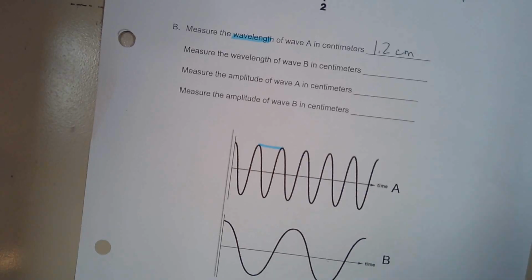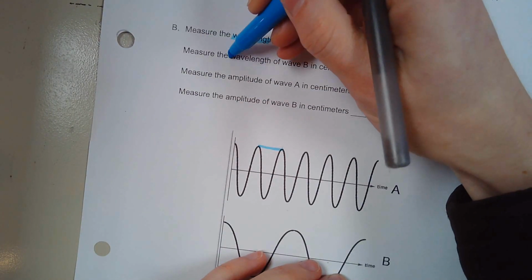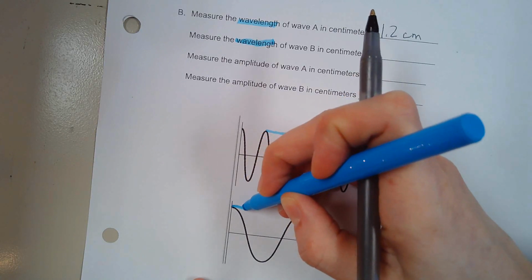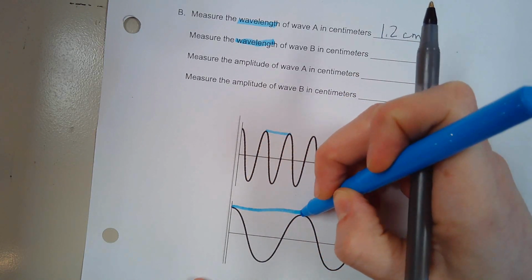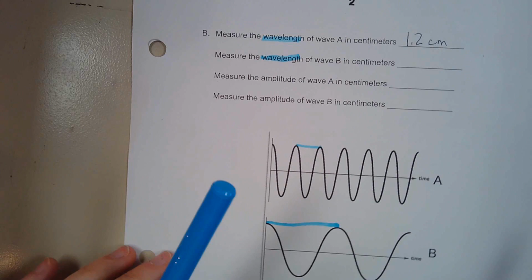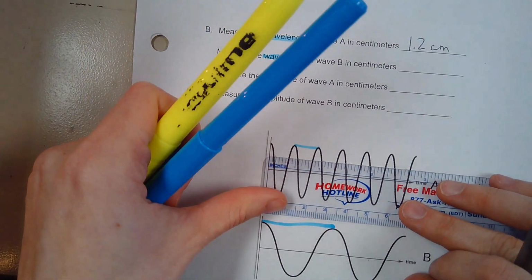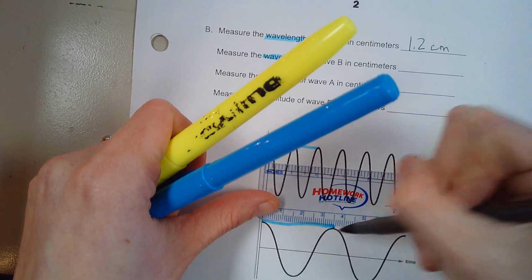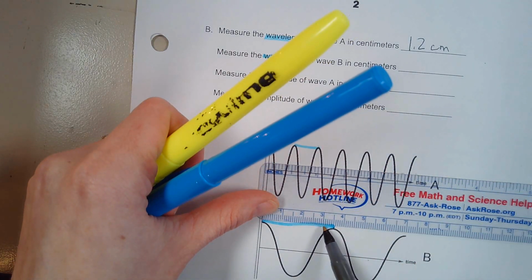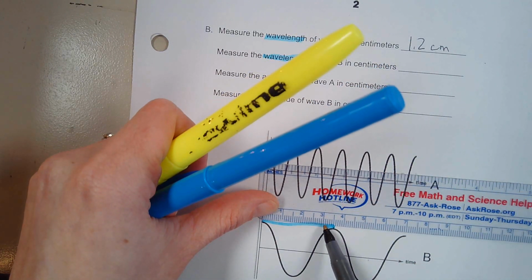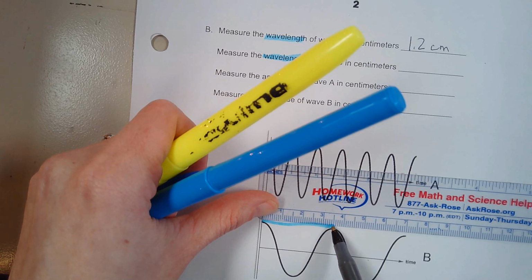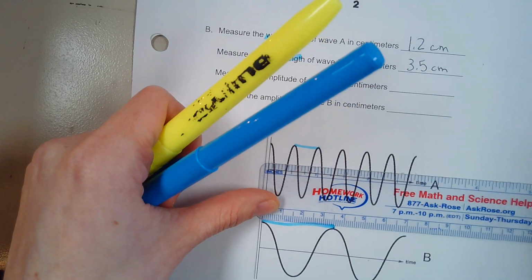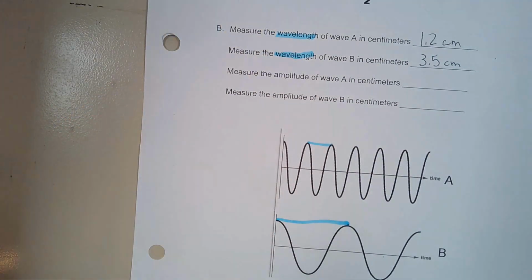Next, it says to measure the wavelength. So again, we're going to measure how long the wave is of B. And so from here to the very center of the top, or the crest of wave B, and we are going to set this right up there. And if you notice, this one is right at 3.5. So 3 and 4, so between that would be 3, 3.1, 3.2, 3.3, 3.4, 3.5 centimeters. And that is the wavelengths of these 2 waves.